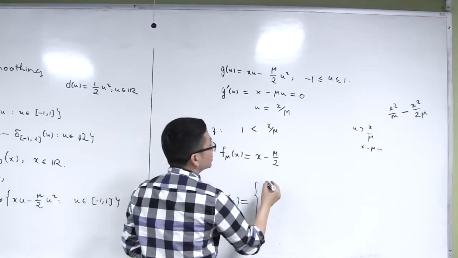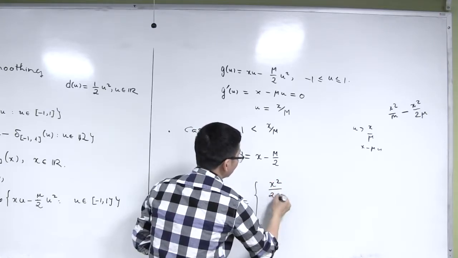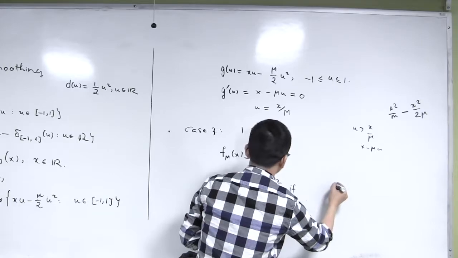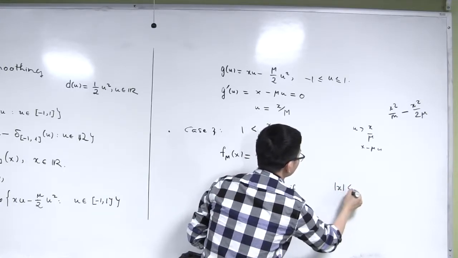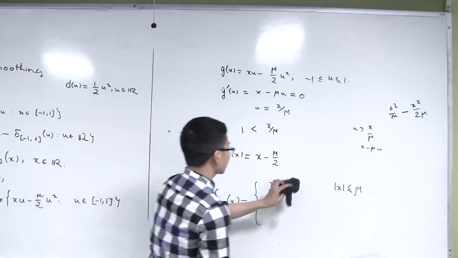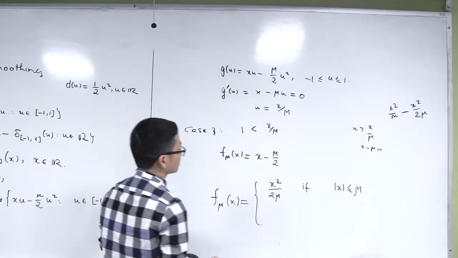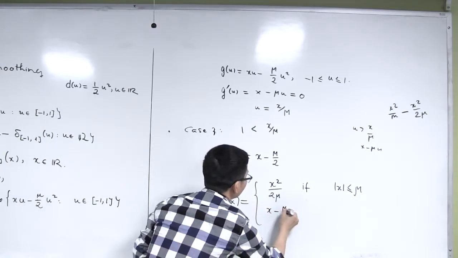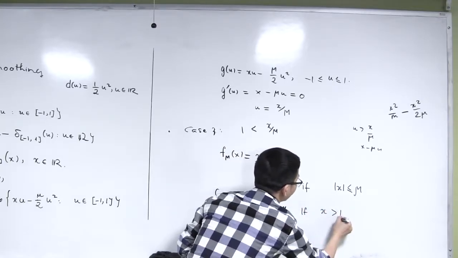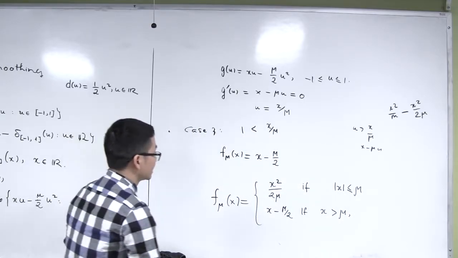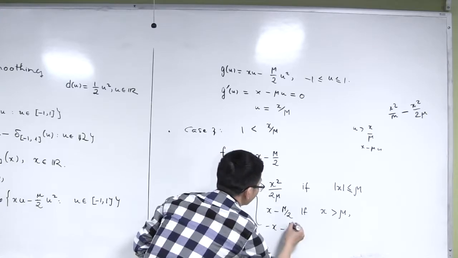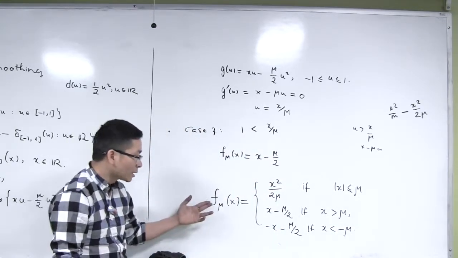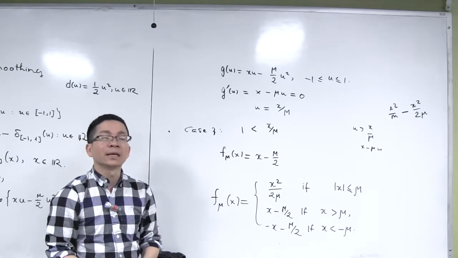So f mu of x is equal to x squared over 2 mu if the absolute value of x is less than or equal to mu, and then it will be x minus mu over 2 if x is greater than mu, and it's minus x minus mu over 2 if x is less than minus mu. Okay, and if you plot this function, you can see that f of mu is a differentiable function.